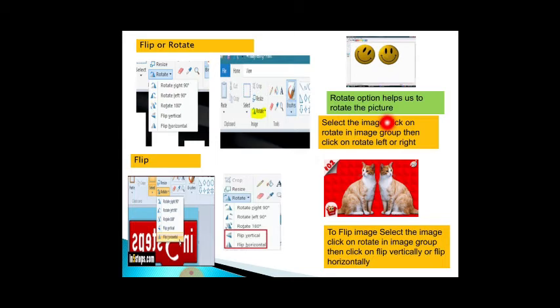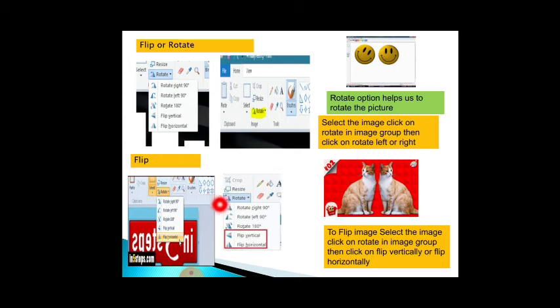What does the rotate option do? The rotate option helps us to rotate the picture. Select the image, click on rotate. So you go and select the smiley. Then you tell it rotate right 90 degrees, or rotate left 90 degrees, or rotate 180 degrees. So you just need to mention the options.